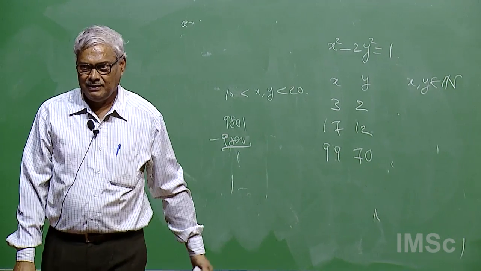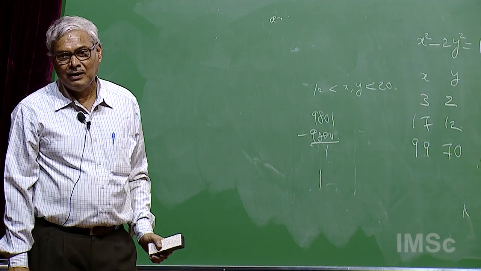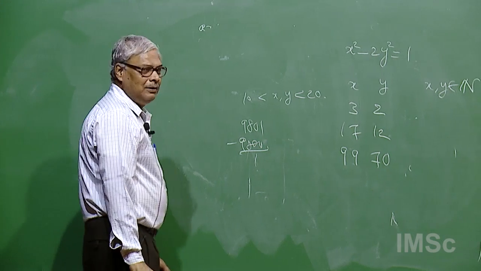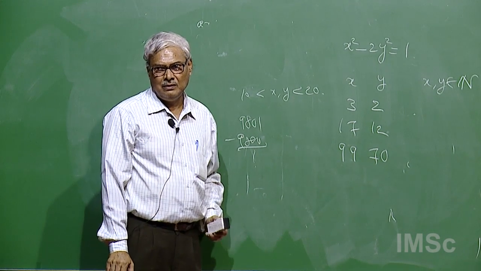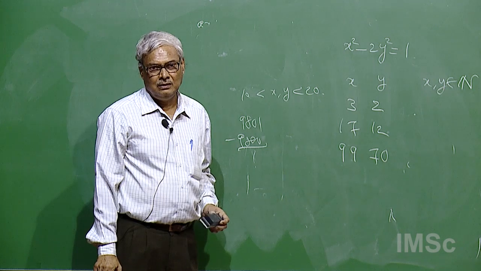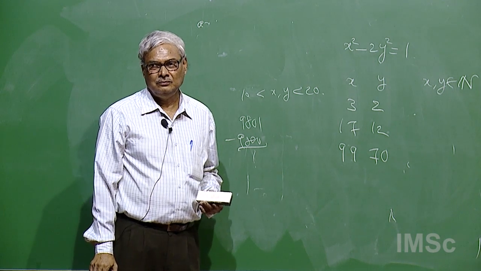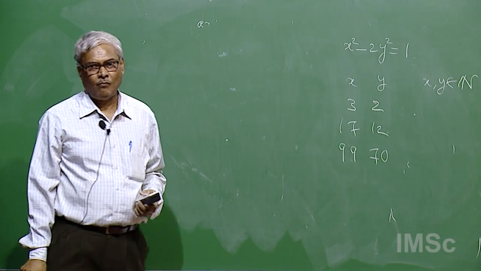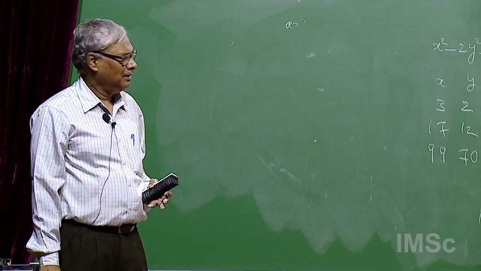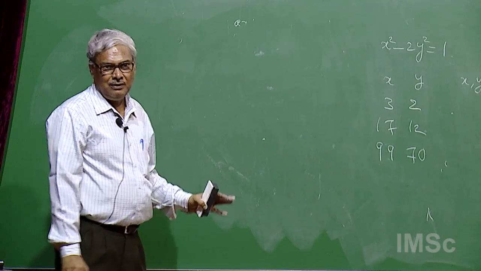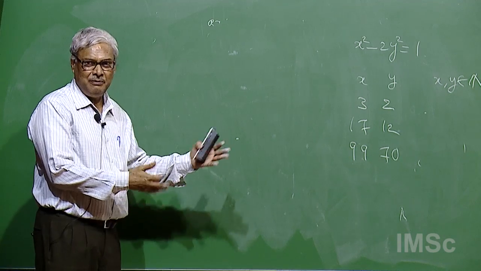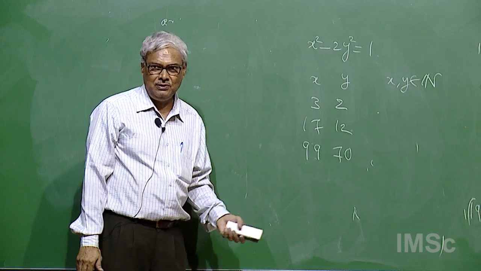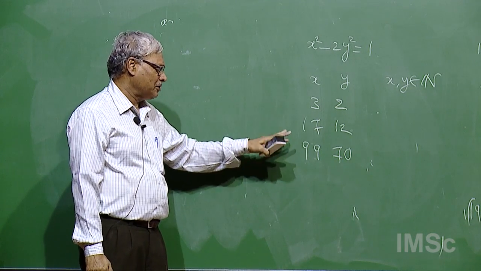Now, do you see any pattern here directly? Do you see any pattern here? It's difficult to see any pattern, but let me tell you one or two or three methods by which you can get successive solutions. I think there are several methods to get the successive solutions. Let's try to explore a few of them, okay?